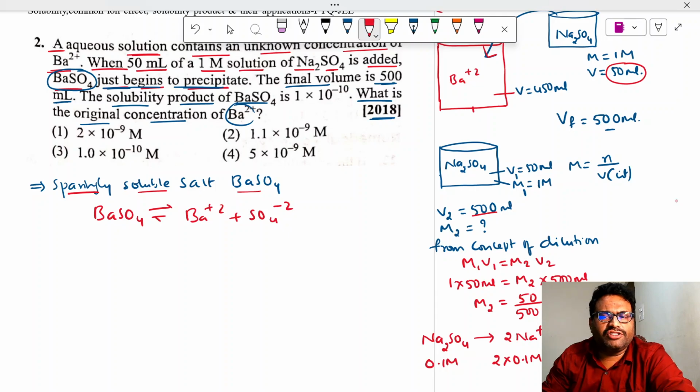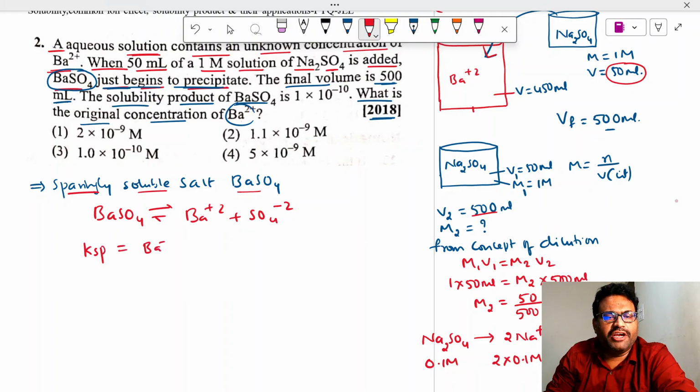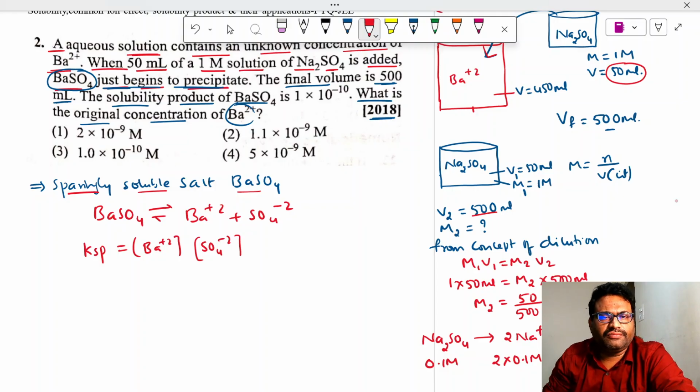Ba plus 2 and SO4 minus 2. Ksp for BaSO4 will be written as the Ba plus 2 concentration times the SO4 minus 2 concentration in a saturated solution. When will we write Ksp? We write Ksp for a saturated solution.